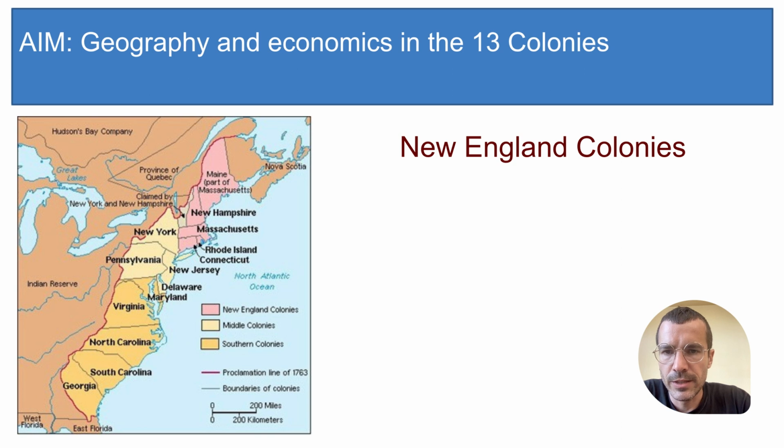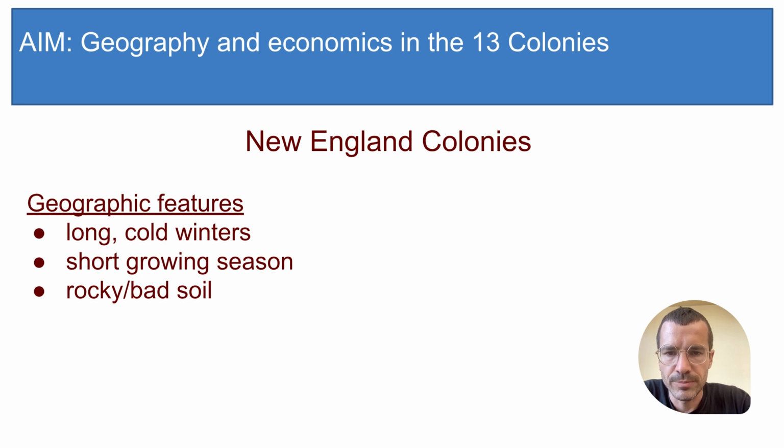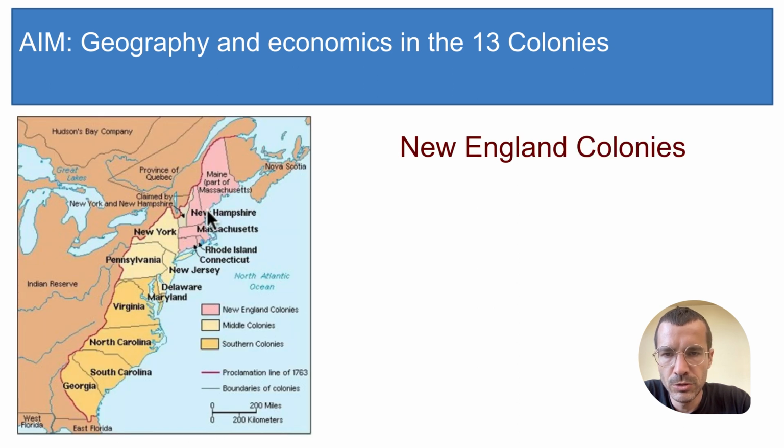The New England colonies, which are shown on this map in pink, included New Hampshire, Massachusetts, Rhode Island, and Connecticut. As you can see, the New England colonies are the farthest north. We call this whole region New England.